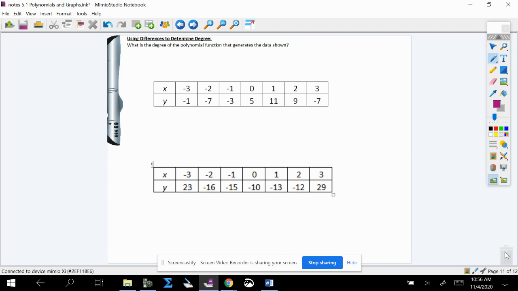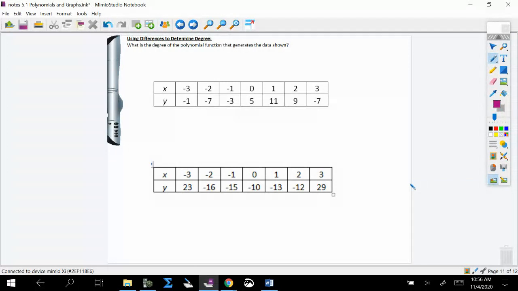Last video in 5.1, I promise, and this is looking at how you can take a table of data and determine whether it would be represented by something that's linear or something that's quadratic or something that's cubic. And the way that we do that is we look for the difference between the y values from term to term. So what I mean by that, it's better to explain it in actual process than to try to explain it in words.